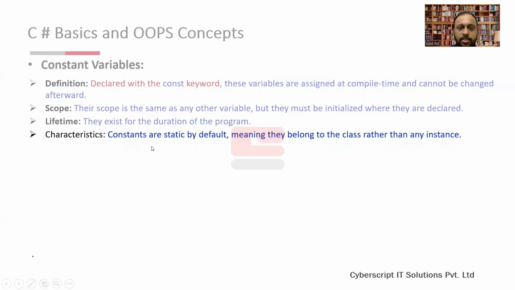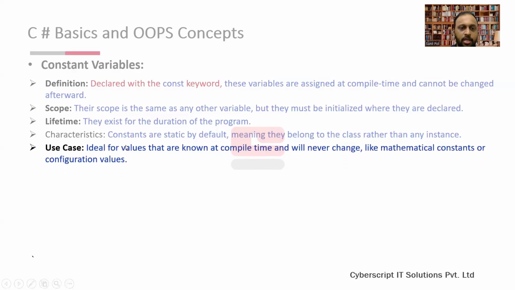Characteristics. Constants are static by default, meaning they belong to the class rather than any instance. So it is similar to a static variable. Use cases: ideal for values that are known at compile time and will never change, like mathematical constants or configuration values. So the pi value is, as we are aware, 3.14 throughout the application. So that variable should be a constant variable.